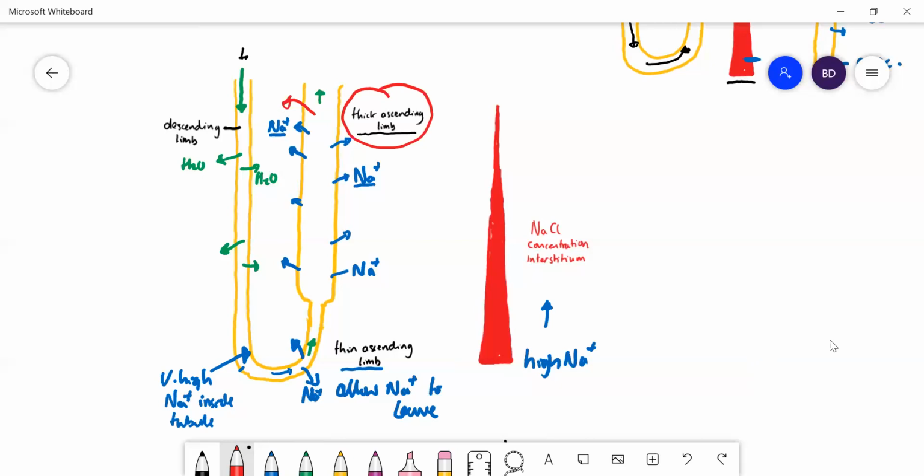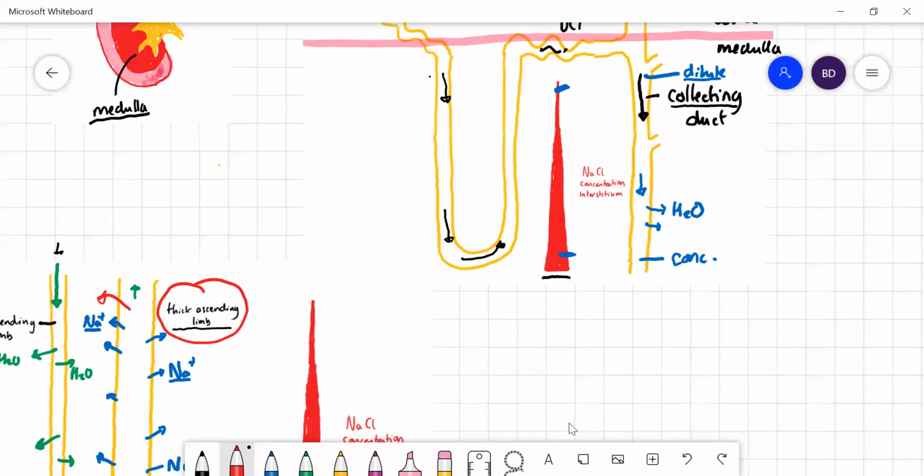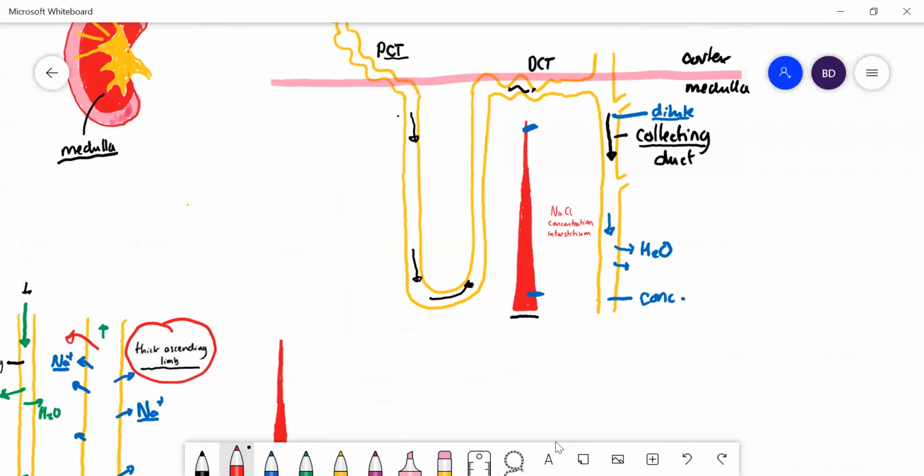Okay, and before we finish, just to remind ourselves, as the urine comes down the collecting duct, if there's ADH present, antidiuretic hormone, then that will mean that the collecting duct is permeable to water. So the water will pass out by osmosis due to the high concentration of sodium in the medulla.